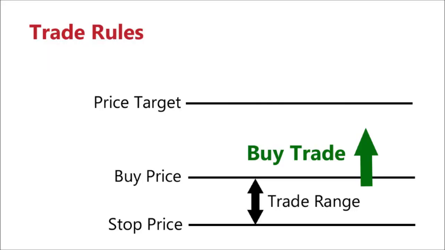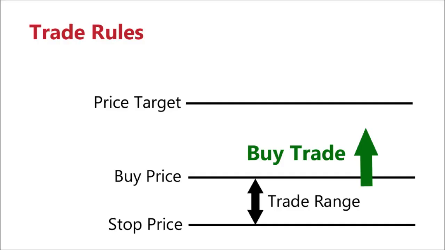So let's take a look at a typical buy trade setup. Whatever your trading rules are, you probably have a price you want to buy at, a stop price, and a target price. And then your trade range would just be defined by the range between your buy price and your stop price. And these numbers don't have to be static. Your system can change them over time as market conditions change.